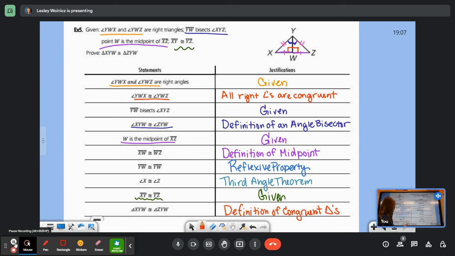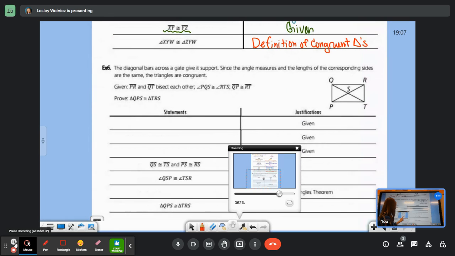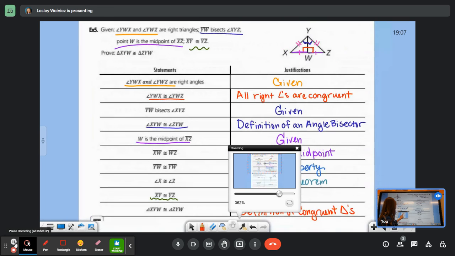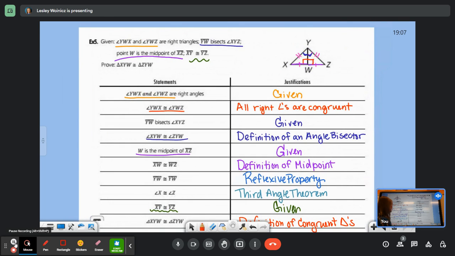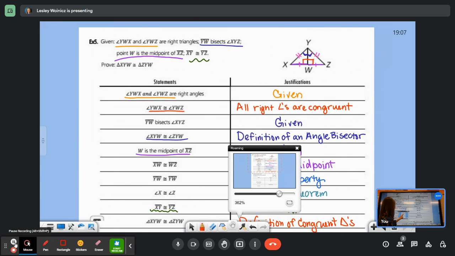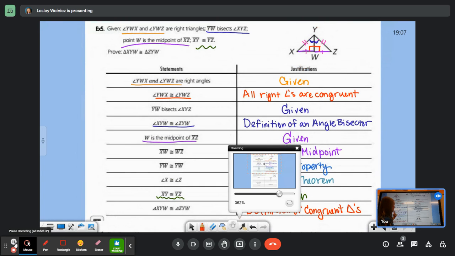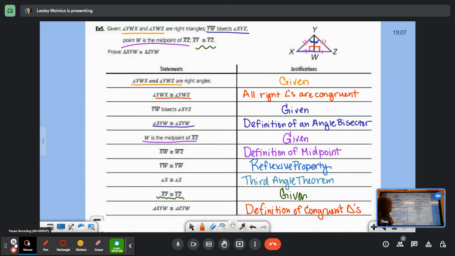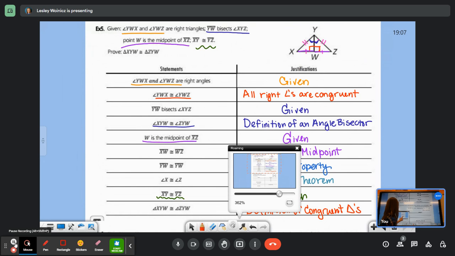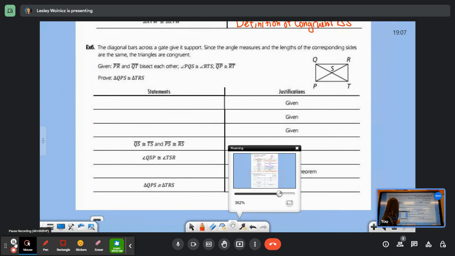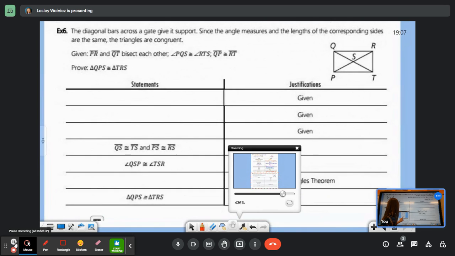Okay, one more proof to go. Here, I'm going to leave this up for a second in case you need to see it. Oh, shoot. You can pause it if you need to write it down. Okay, now I'm going to move it. Okay, let's do this one.